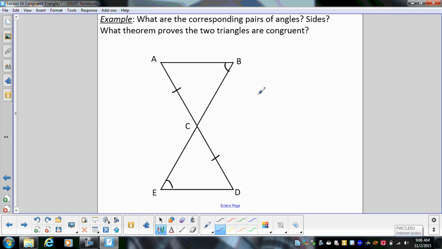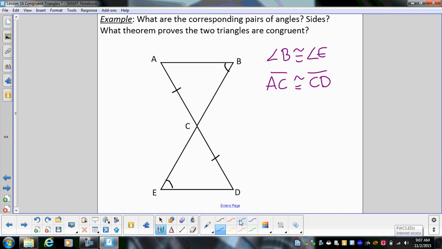I'm going to write down what I know in this picture. I know that angle B is congruent to angle E. I know that segment AC is congruent to segment CD. Now I have an angle and I have a side, so there's a lot of options here, either angle, angle, side, or side, angle, side.